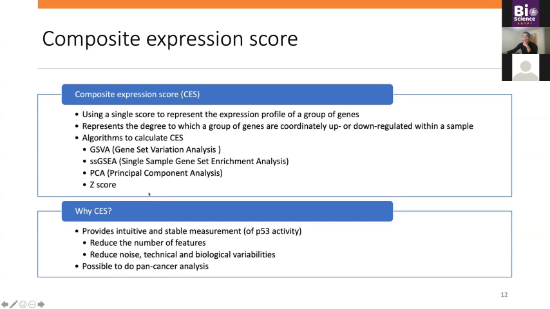So why do we use the CES rather than single gene expression? Because the CES can provide an intuitive and stable measurement. If you look at only one gene or a few genes, they may change. They have variability, and using CES also reduces the number of features, which can avoid model overfitting in our case. It also reduces technical and biological noise and variability, because the group of gene expression is relatively stable. And it's also possible to do pan-cancer analysis.